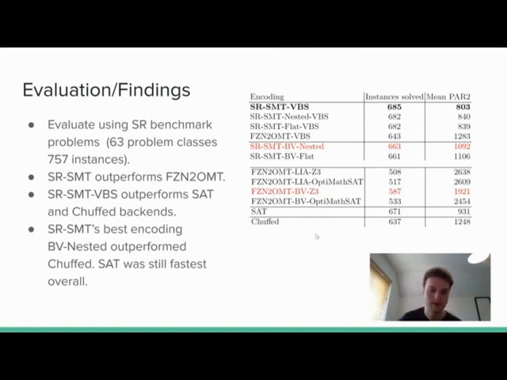So we hope that this indicates that the SMT backend performs quite well, and we hope this performance justifies the development of the SMT backend. And we think in particular that the performance of the virtual best demonstrates the value in targeting several SMT logics.